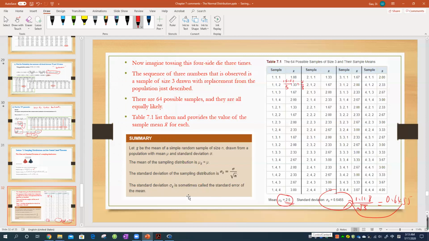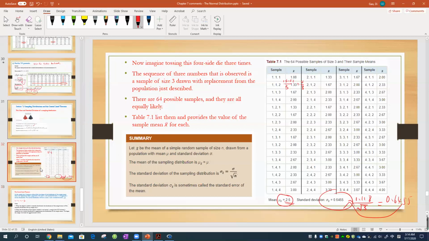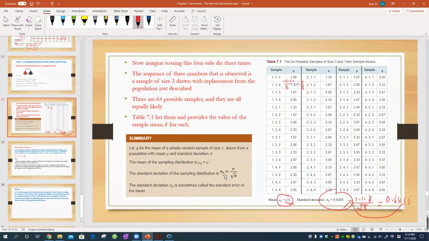And we also say sigma x bar is something called the standard error of the mean. Standard error of the mean is actually the standard deviation of the sampling distribution. So these numbers listed in table 7.1, we call those a sampling distribution. And then we have a sampling distribution mean, and we have a standard deviation for that sampling distribution as well.